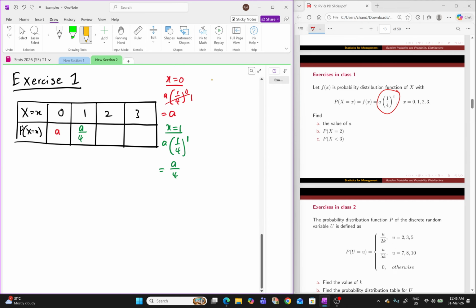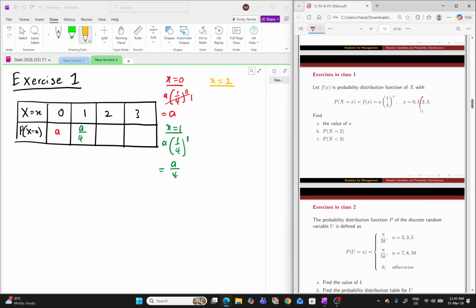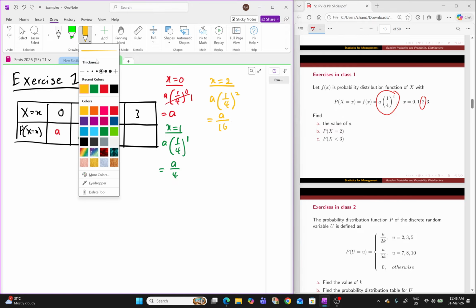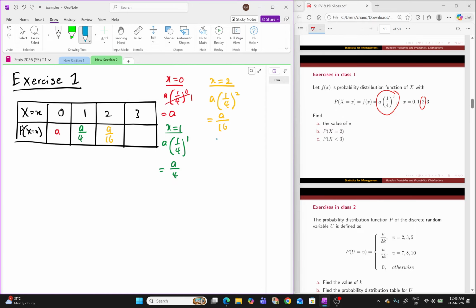If x equal to 2, replace inside here. You will get A over 16. If x equal to 3, try this. If you don't understand, please ask. Clarify everything in the class before the test and final. So before the tutorial.